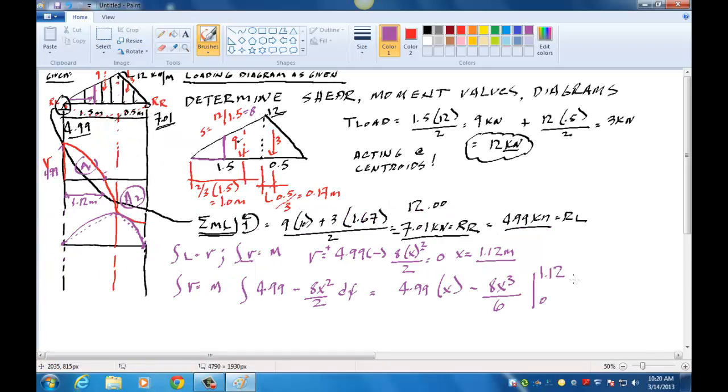1.12, and we will discover that that turns out to be about 3.73 kilonewton meters, and checking units, approximately equals 2,236 foot-pounds.